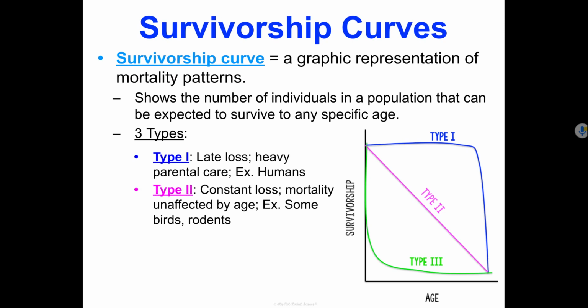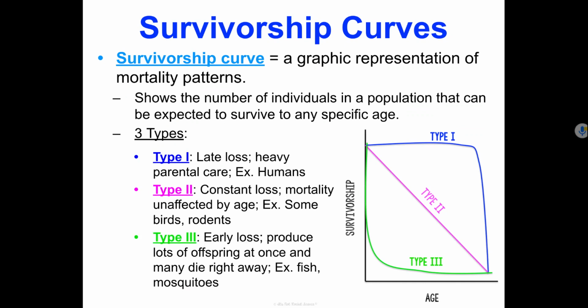Type 2 shows constant loss. By constant loss, I mean organisms in these populations die all the time, and mortality is unaffected by the age of the organism. So some die when they're young, some die when they're middle-aged, some die when they're old. Populations of birds and rodents are good examples of this type of survivorship curve.